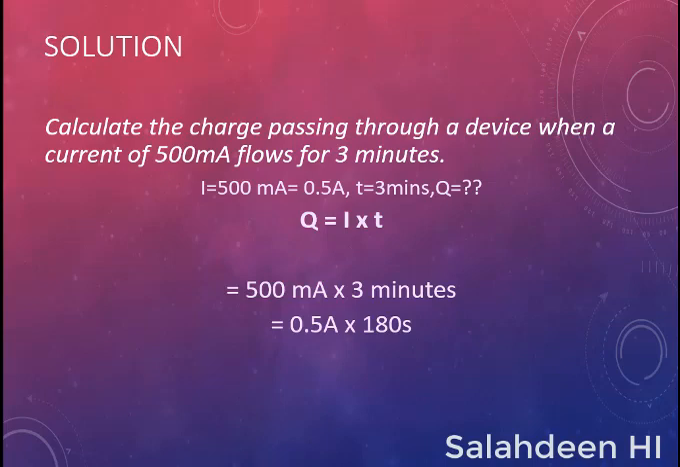So our 500 milliamperes will give us 0.5 amperes, while our 3 minutes will give us 180 seconds. What we have done here is that we said 3 times 60, because 60 seconds will give us 1 minute. That's how we got our 180 seconds. So we can now say the charge is 90 coulombs.